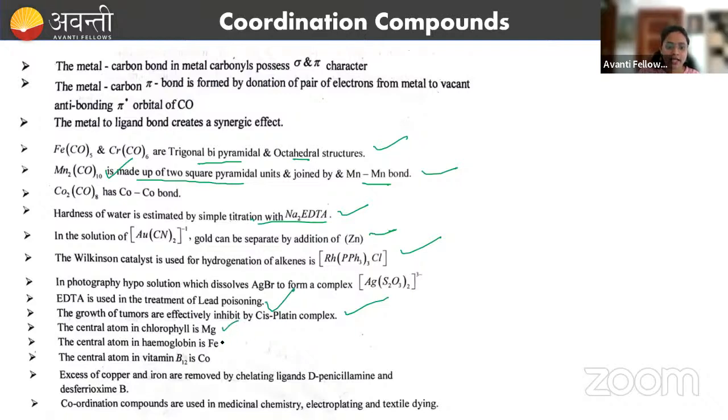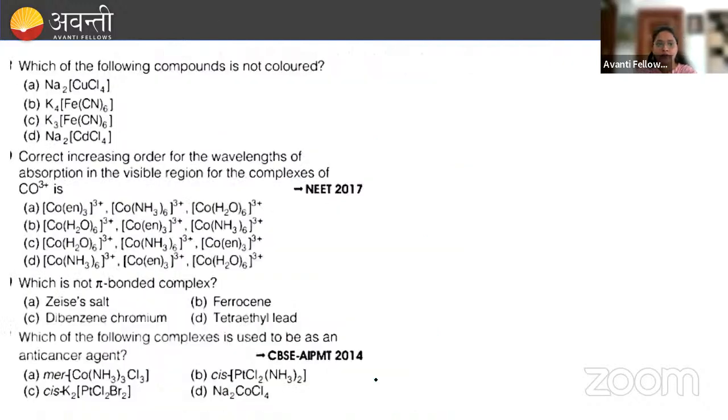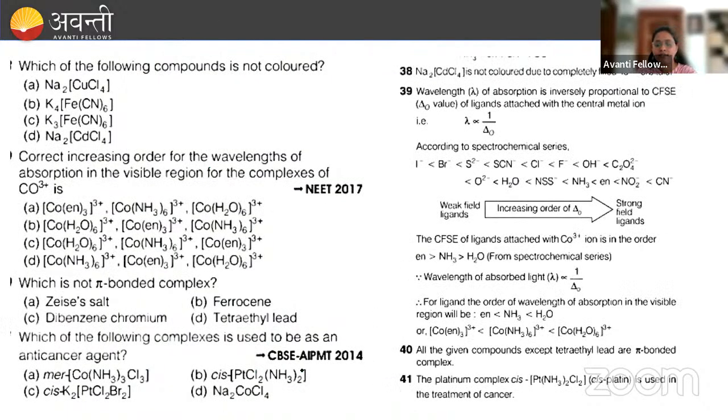Chlorophyll contains magnesium, hemoglobin contains iron, and vitamin B12 contains cobalt. Very, very important. Excess of copper and iron are removed by chelating ligands like D-penicillamine and desferrioxamine B. Very, very important slide. Make notes of these and try to remember them. Coordination compounds are used in medicinal chemistry, electroplating and textile dyeing. There are certain examples. Try to solve them by yourself.